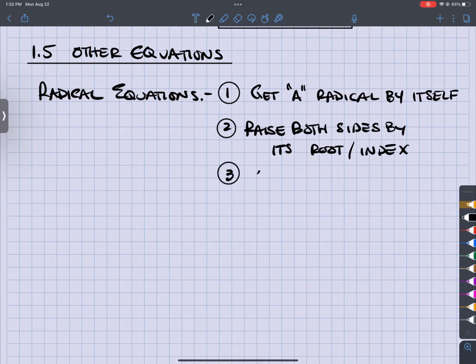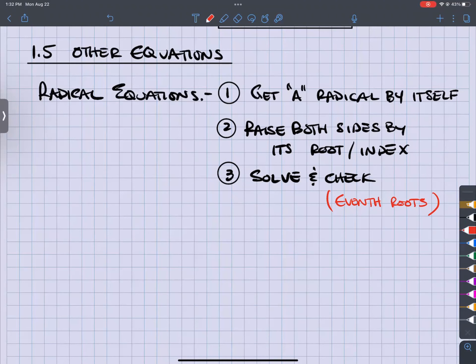Three is going to be solve and check. So I'm going to only tell you to check when you really need to check. I'm not going to just say check just because I'm going to be giggling in my office because I made you do more work. Not that kind of guy. Okay. So I say check, but only the even roots.